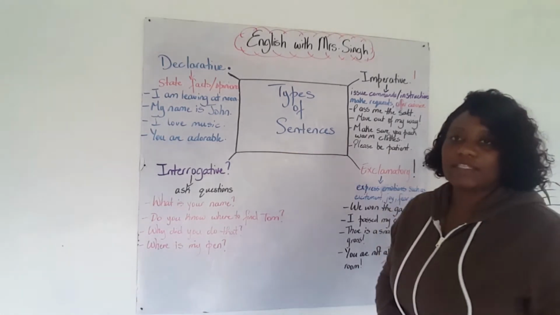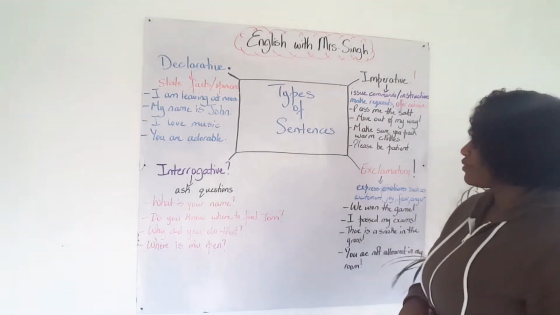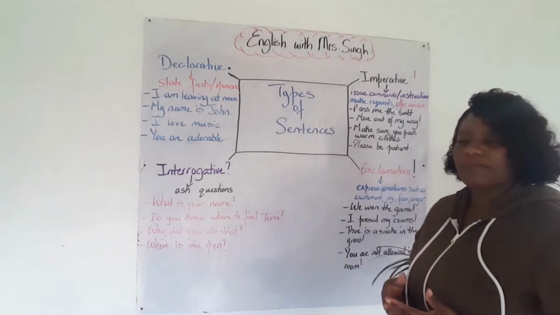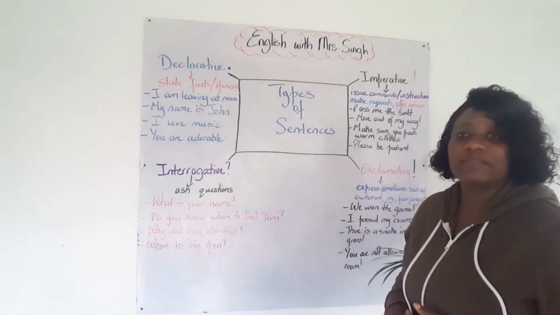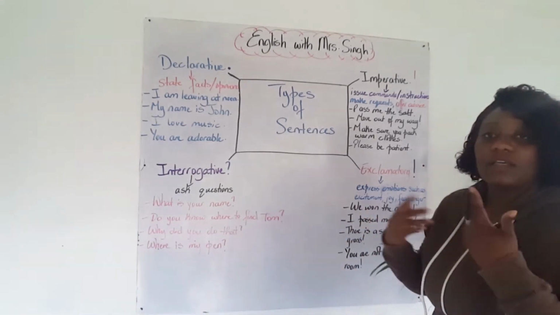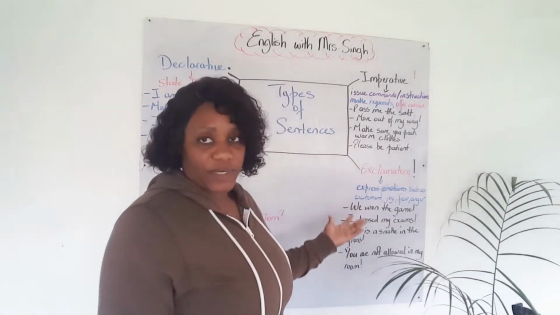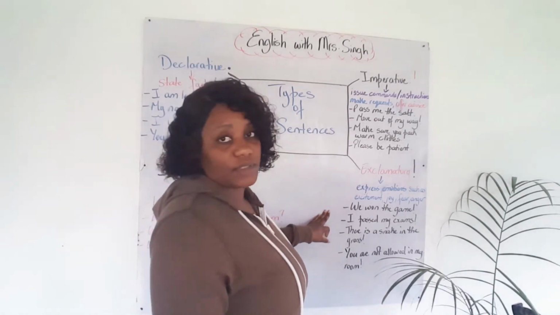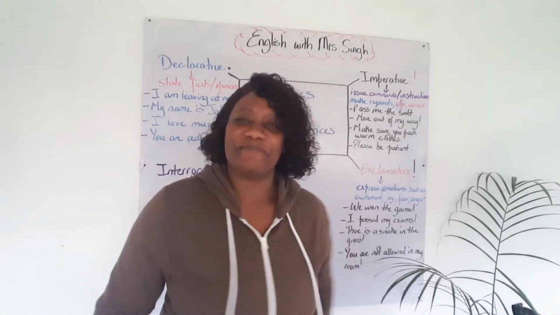Now, let us move on to exclamatory sentences. What are exclamatory sentences? These are sentences that express emotions. Now, these emotions might be sadness, happiness, excitement, joy, fear, anger. These are all emotions. So, this type of sentence expresses emotions. Now, let us look at these examples of exclamatory sentences. 1. We won the game!